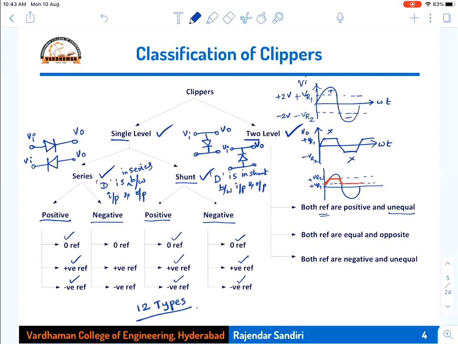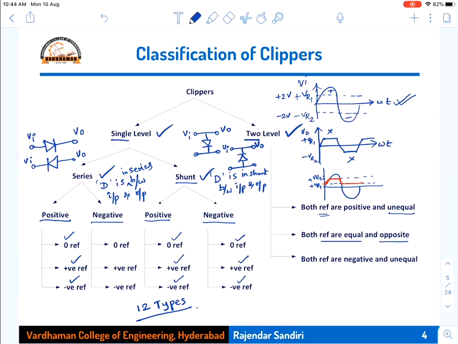Next, both references are equal and opposite. Equal and opposite is this case. Plus VR1 and minus VR2 I have written, but VR1 and VR2 are equal in magnitude and opposite. Opposite means plus 2 volts and minus 2 volts. Equal and opposite means the magnitudes are equal, but the polarities are in the positive direction and negative direction. So that is the first diagram which I have represented as an example.